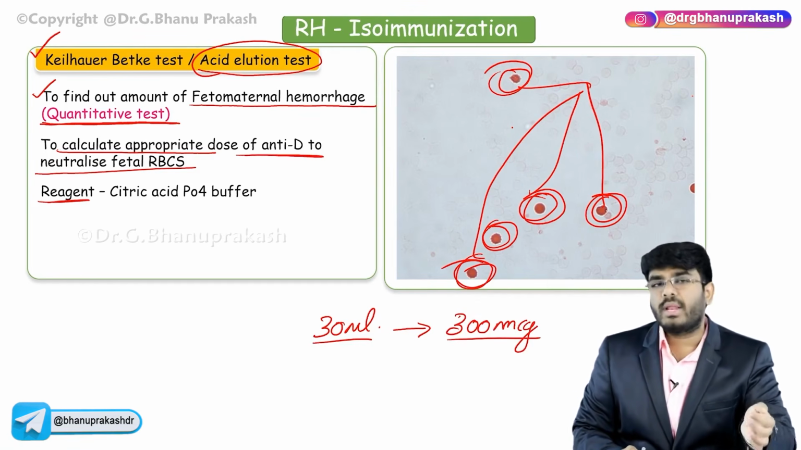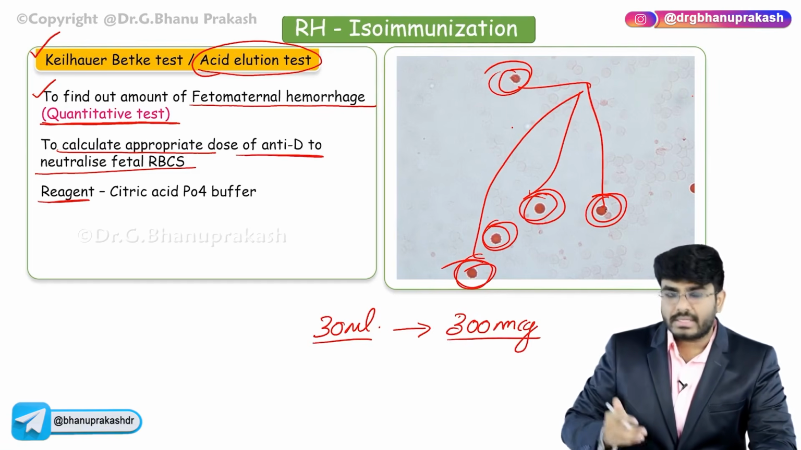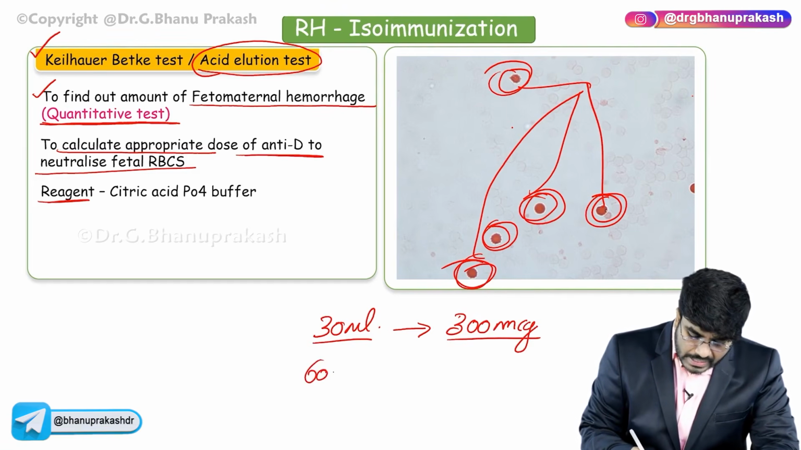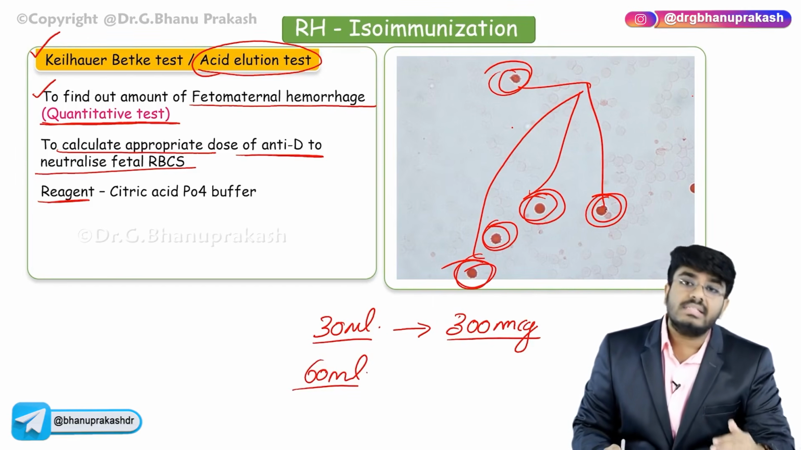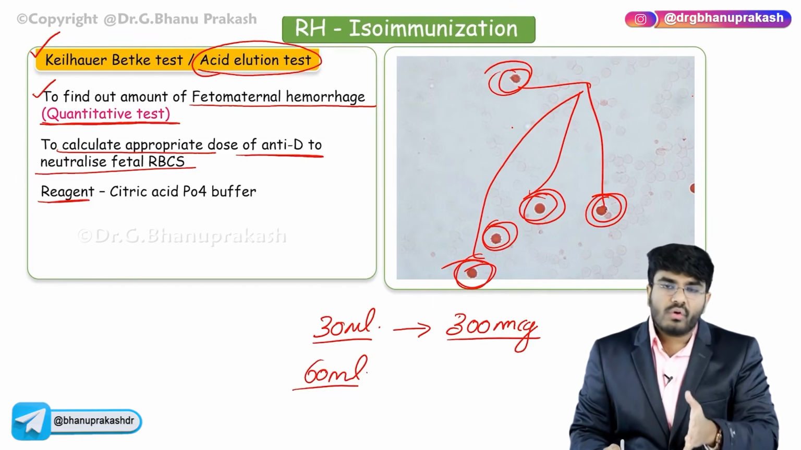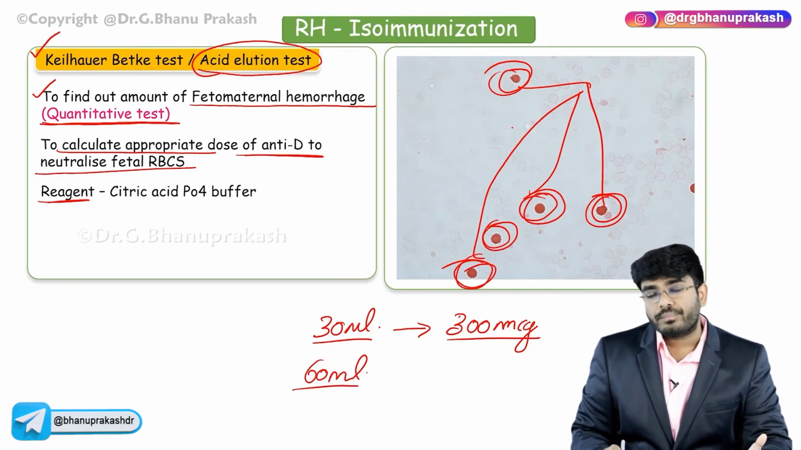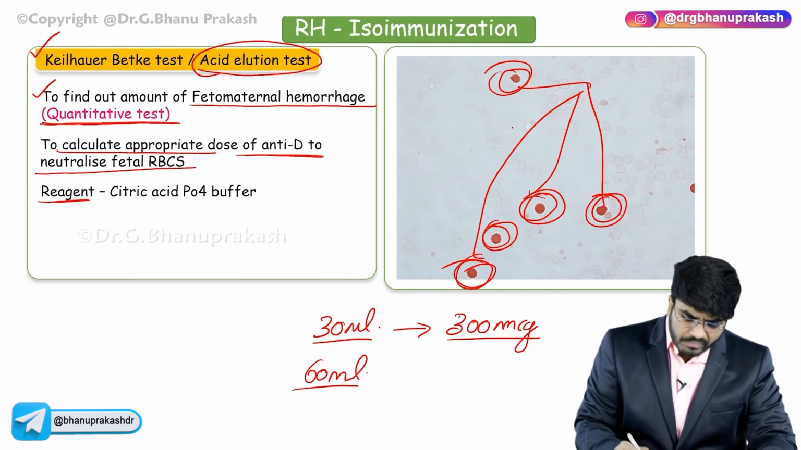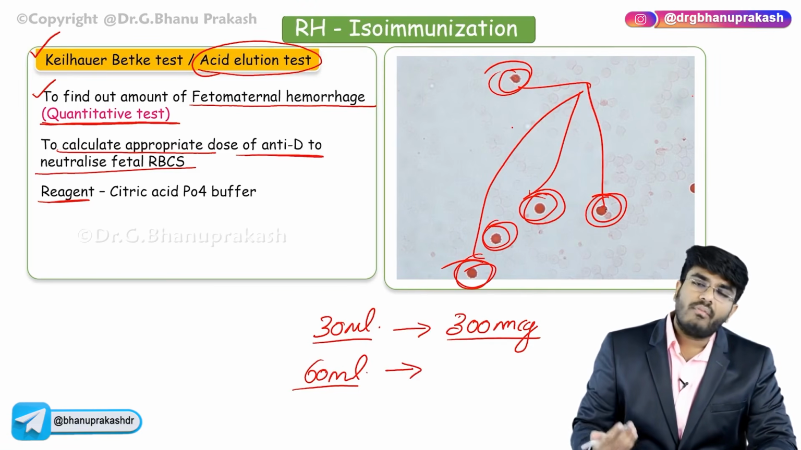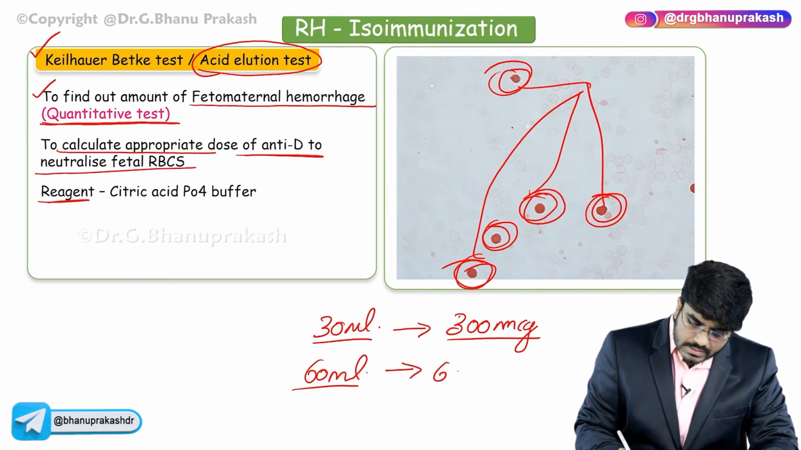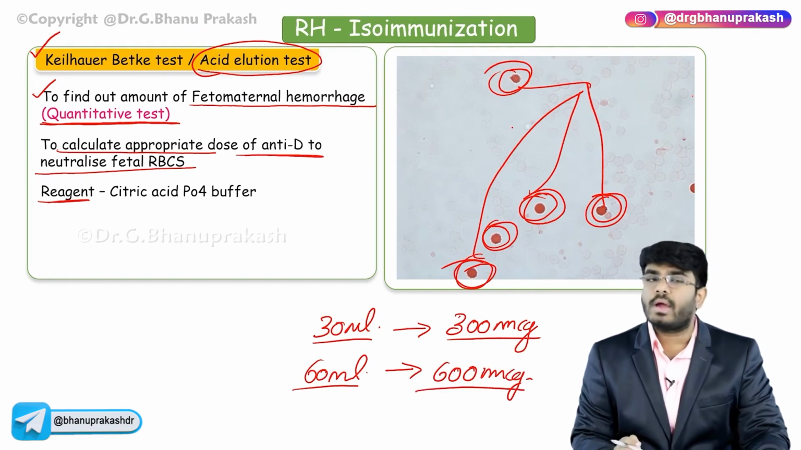Okay, let's take one more example. You have done the Kleihauer-Betke test. There you came to know that 60 ml is the feto-maternal hemorrhage, or 60 ml of fetal blood has entered into the mother's blood. Then just think logically and tell me, how much anti-D is required? 600 micrograms. Okay, 600 micrograms of anti-D you have to give.